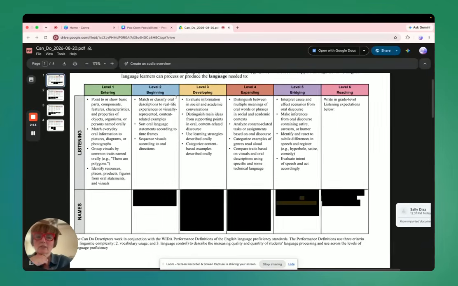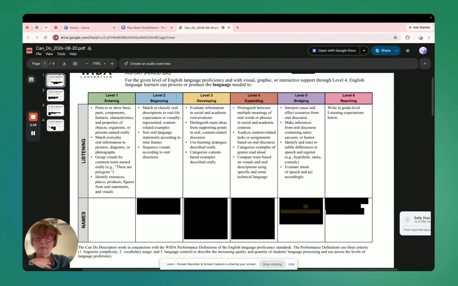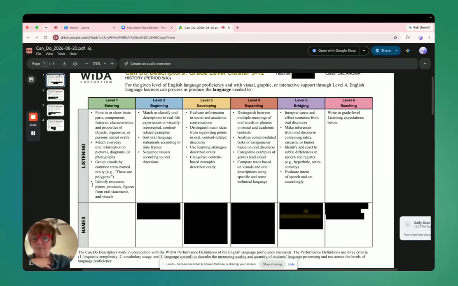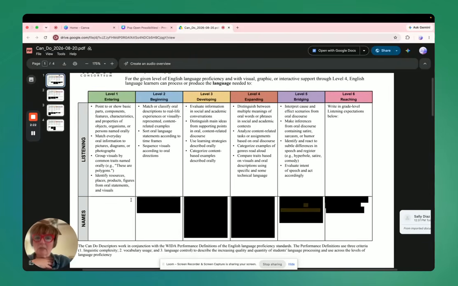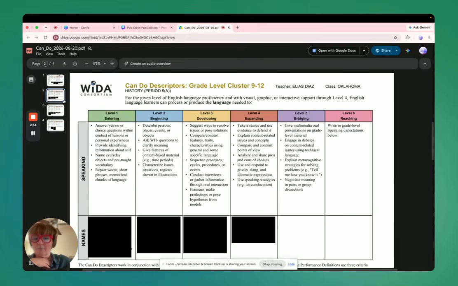So when I downloaded this, here you have a class, a typical class, and we're looking at the WIDA can-do descriptors for listening. When I look at my class, I'm like, okay, I don't have anybody in the ones. It looks like most of my kids are falling in this 3 and 4 level. All right, okay. So let me look at this one.